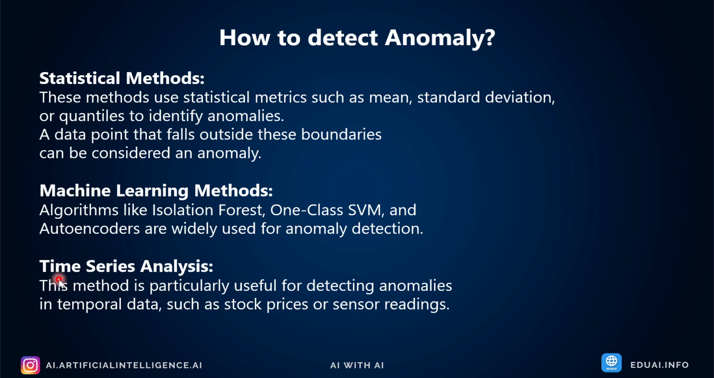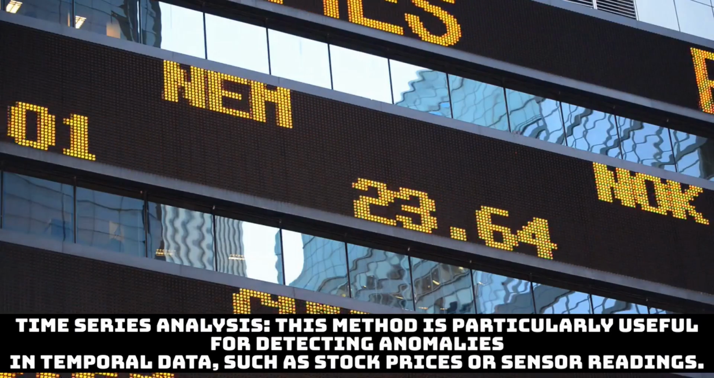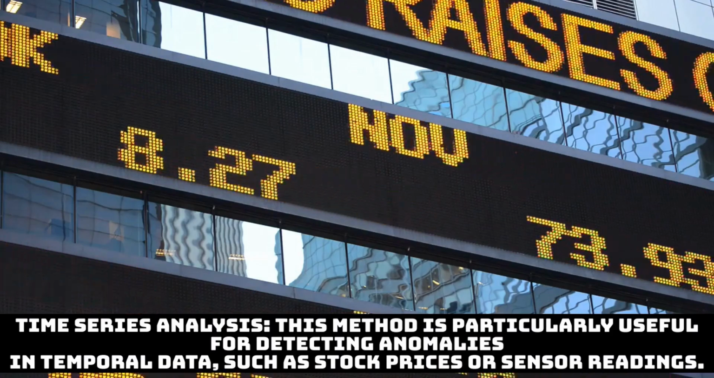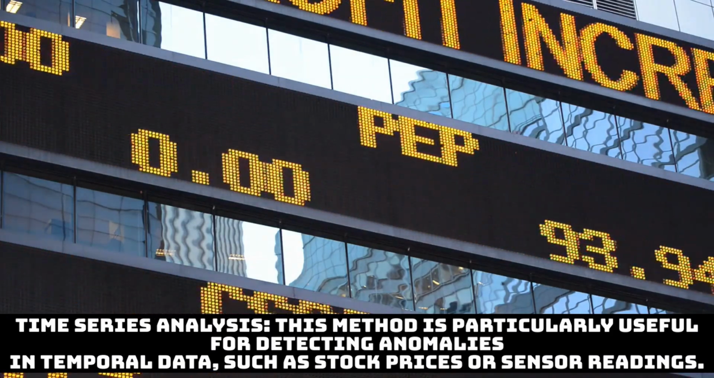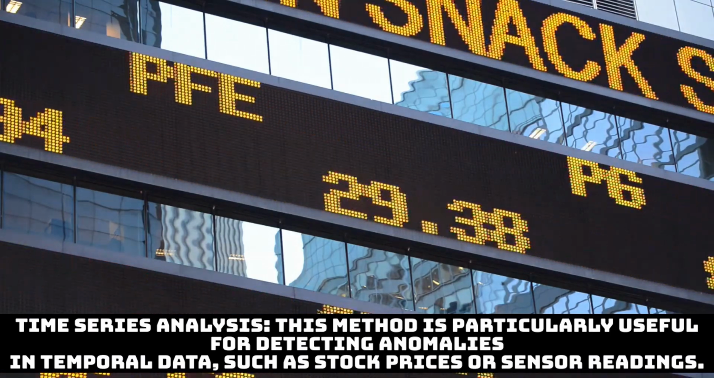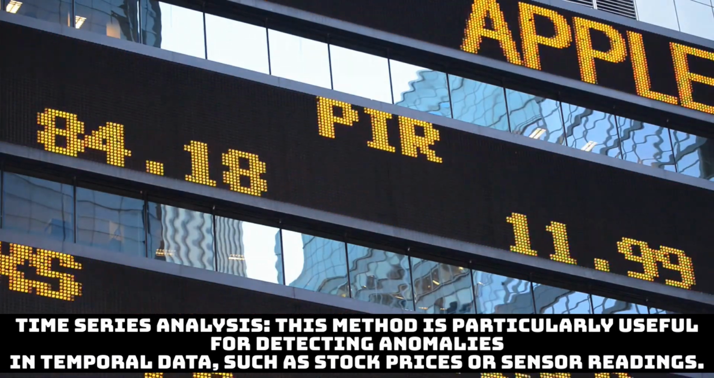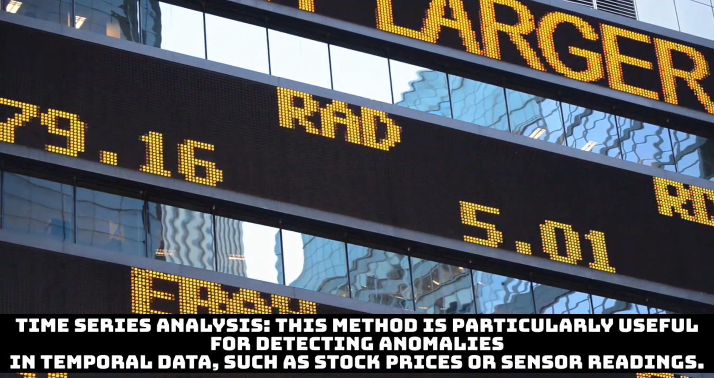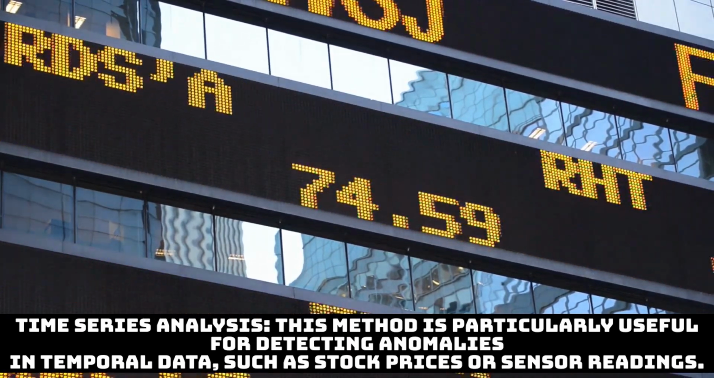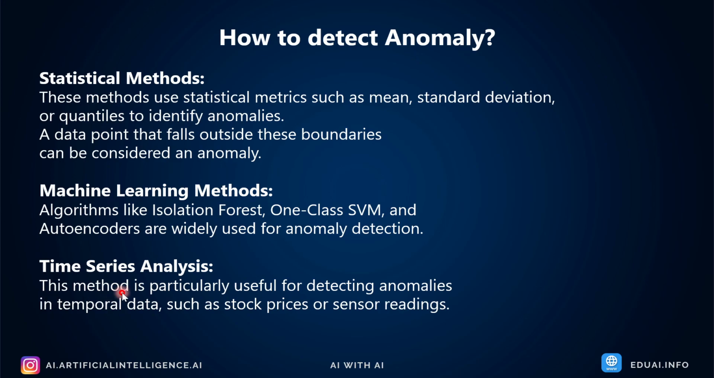And finally, we have time series analysis. This method is particularly used for detecting anomalies in temporal data. When I say temporal, that means time-based data, like stock prices, like temperature, which changes based on the time. Temperature rises during the middle of the day, temperature goes down at the end of the day, and it might drop to freezing cold at midnight, right? So this is seasonal data, right? That's why we call this time series analysis. By using this technique also, we can detect anomalies.